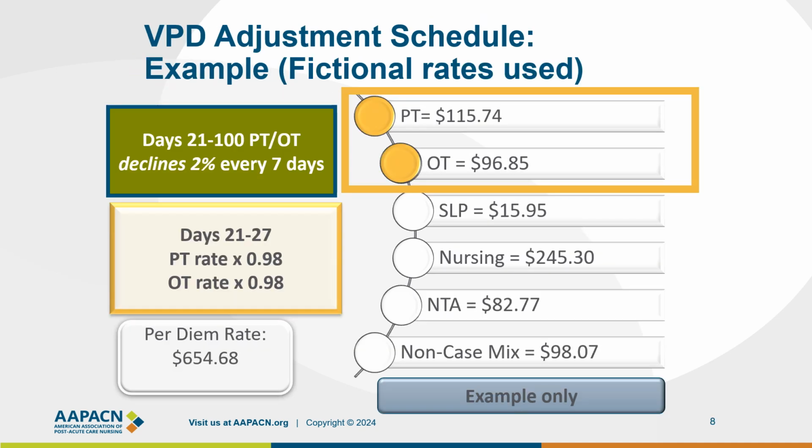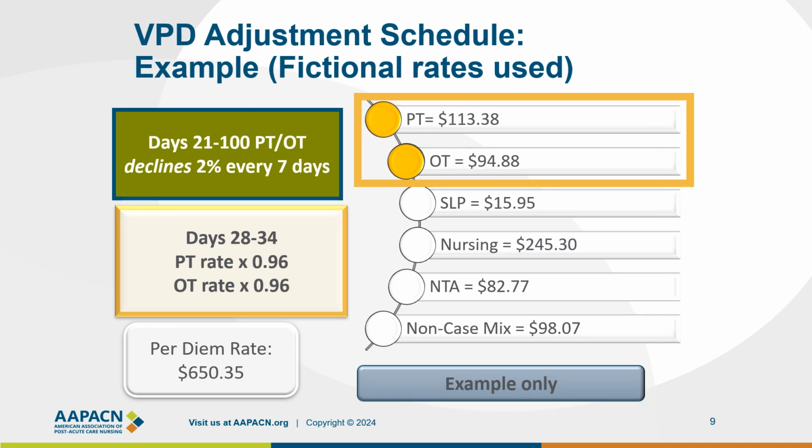Now here, let's take a look at days 21 through 100. Starting on day 21, the PT and OT component are going to decline by 2% every 7 days. So in addition to the case mix adjustment, there will also be the variable per diem adjustment, which will multiply the PT rate and the OT rate, in this case by 0.98, to get us that total calculation of $654.68 for days 21 through 27.